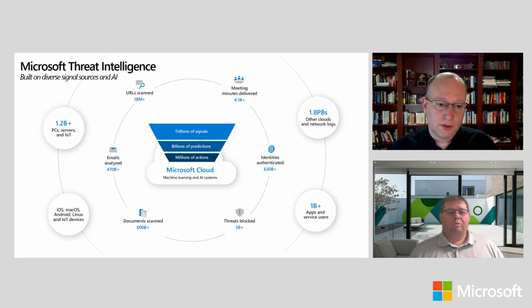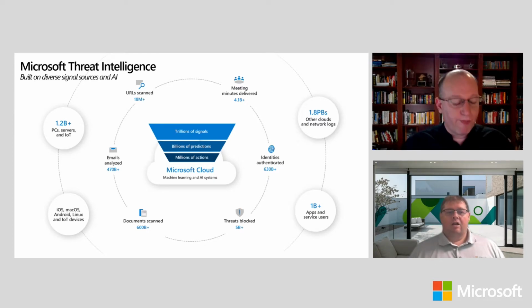There's over 1.2 billion PCs and servers and IoT devices that run Windows, and everyone thinks we get the threat intel from there, but we also have hundreds of millions of iOS and Android devices and Mac and Linux endpoints that are accessing Microsoft services or using Microsoft software. Then you throw in the additional billion users of Azure Cloud Services, and the diversity of that threat signal really becomes important.